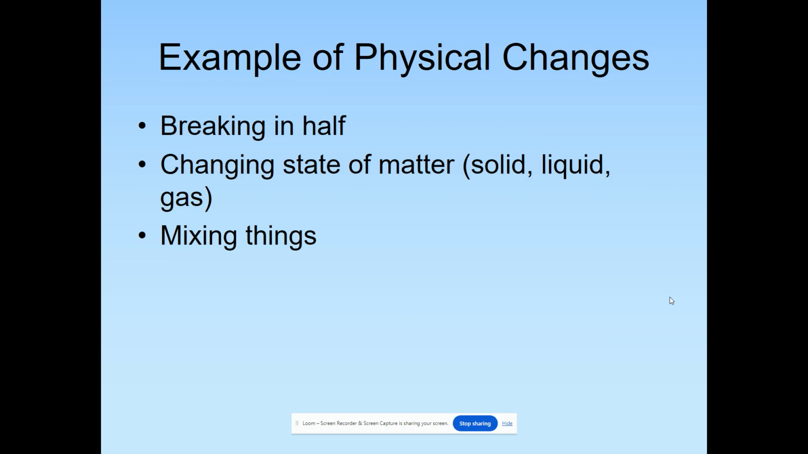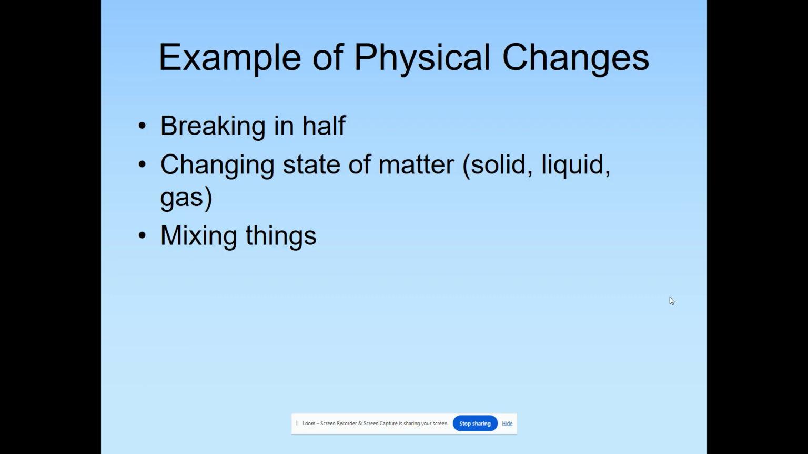If you break something in half, it's still made out of the same stuff. So that would be a physical change. Another example of a physical change would be changing the state of matter. For instance, if you melt cheese on a cheese pizza, well, the cheese changes from a solid to a liquid, but it's still cheese. It's still the same stuff. It's still made out of the same elements and compounds you had beforehand. So anytime you change a state of matter, whether that's melting, boiling, freezing, or condensing, it's still the same stuff.